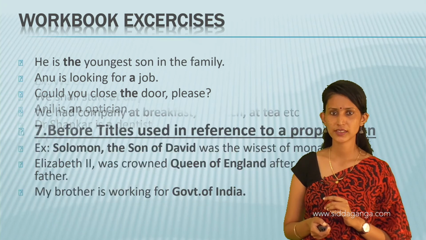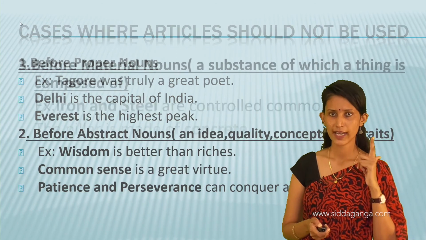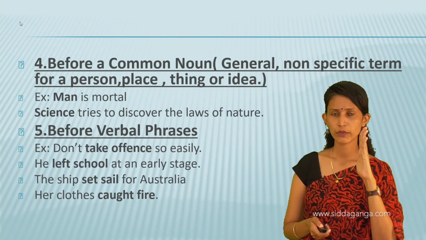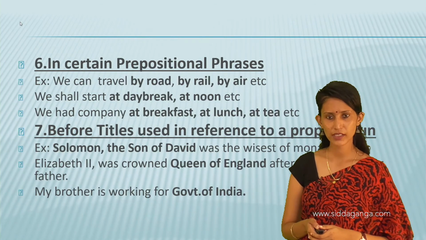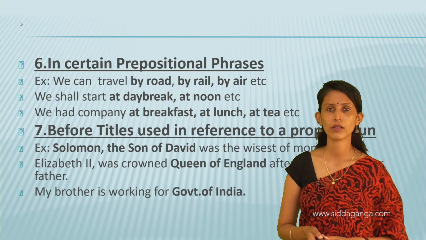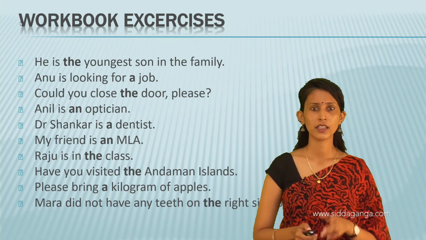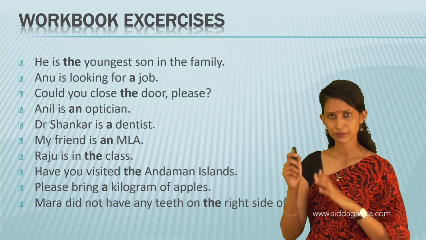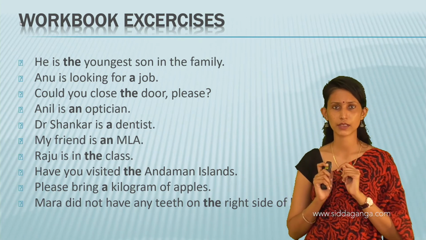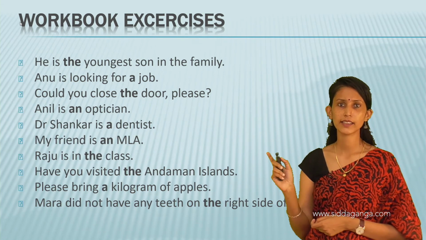Now, let me go back and just brush up again for you where you shouldn't be using articles: proper nouns, abstract nouns, material nouns, common nouns, verbal phrases, prepositional phrases and titles. 7 points where you shouldn't be using. Alright. Now, these are certain workbook exercises that are there for you. Anyway, I have worked this one out for you, the rest you will have to work out. If you have your workbook, please open it and write along with me as I say it.